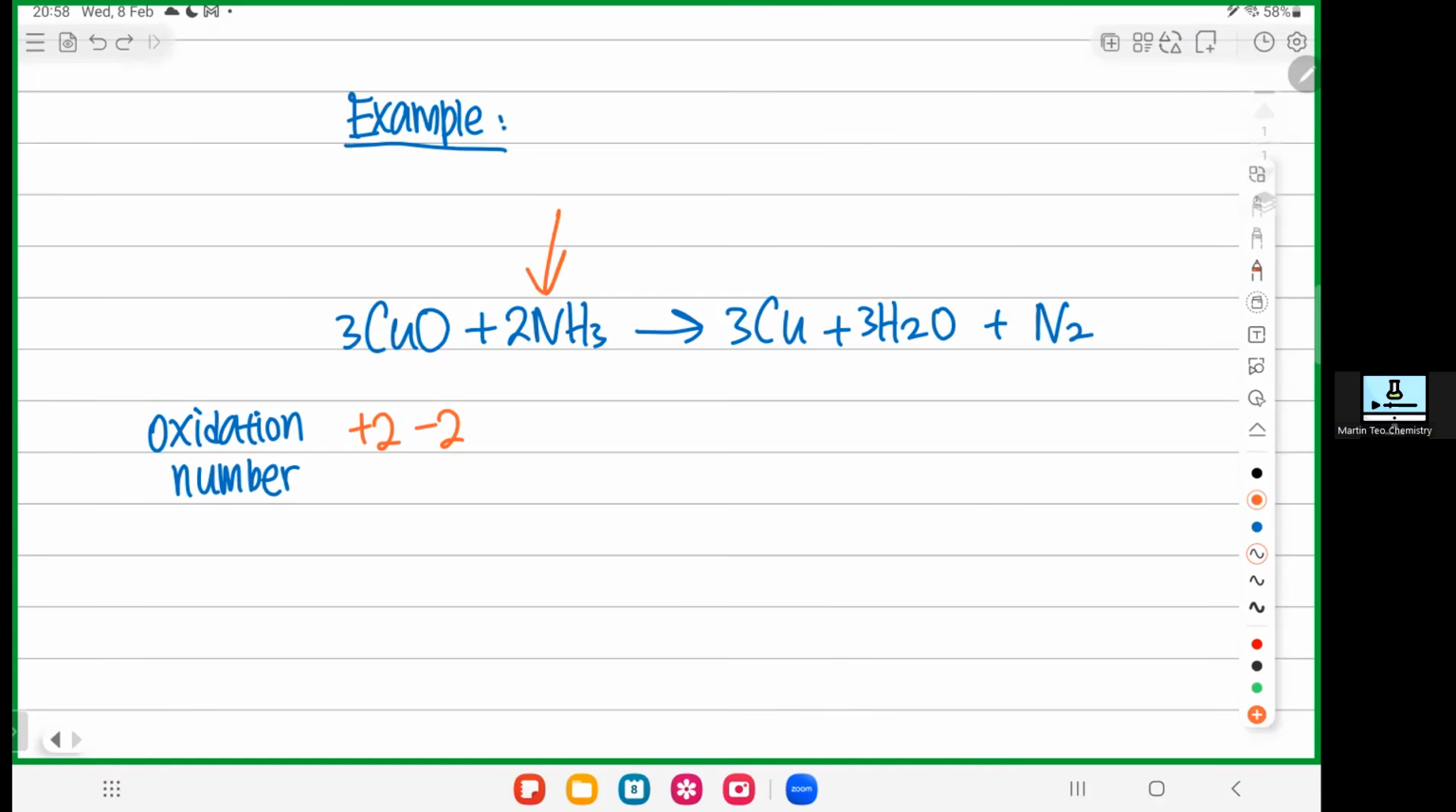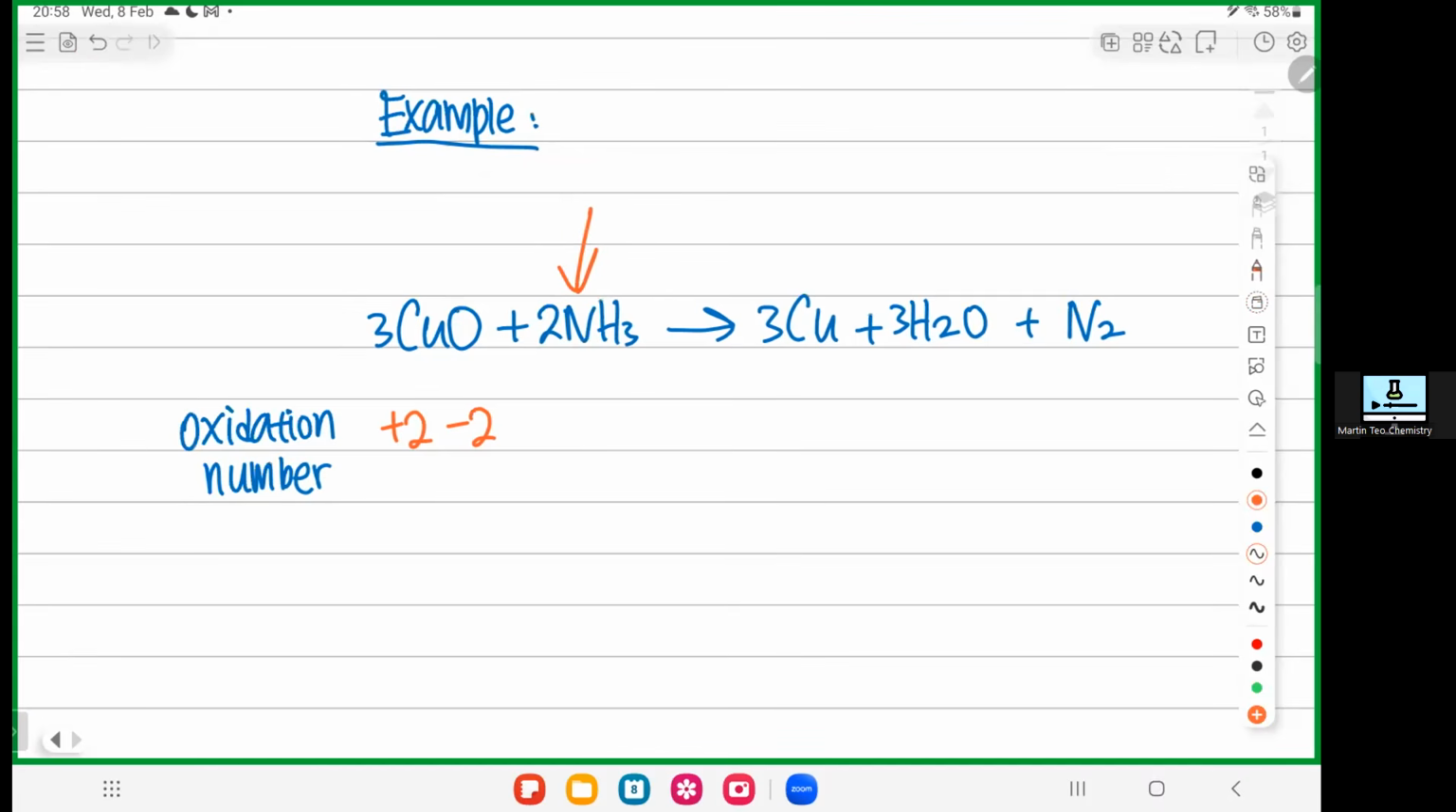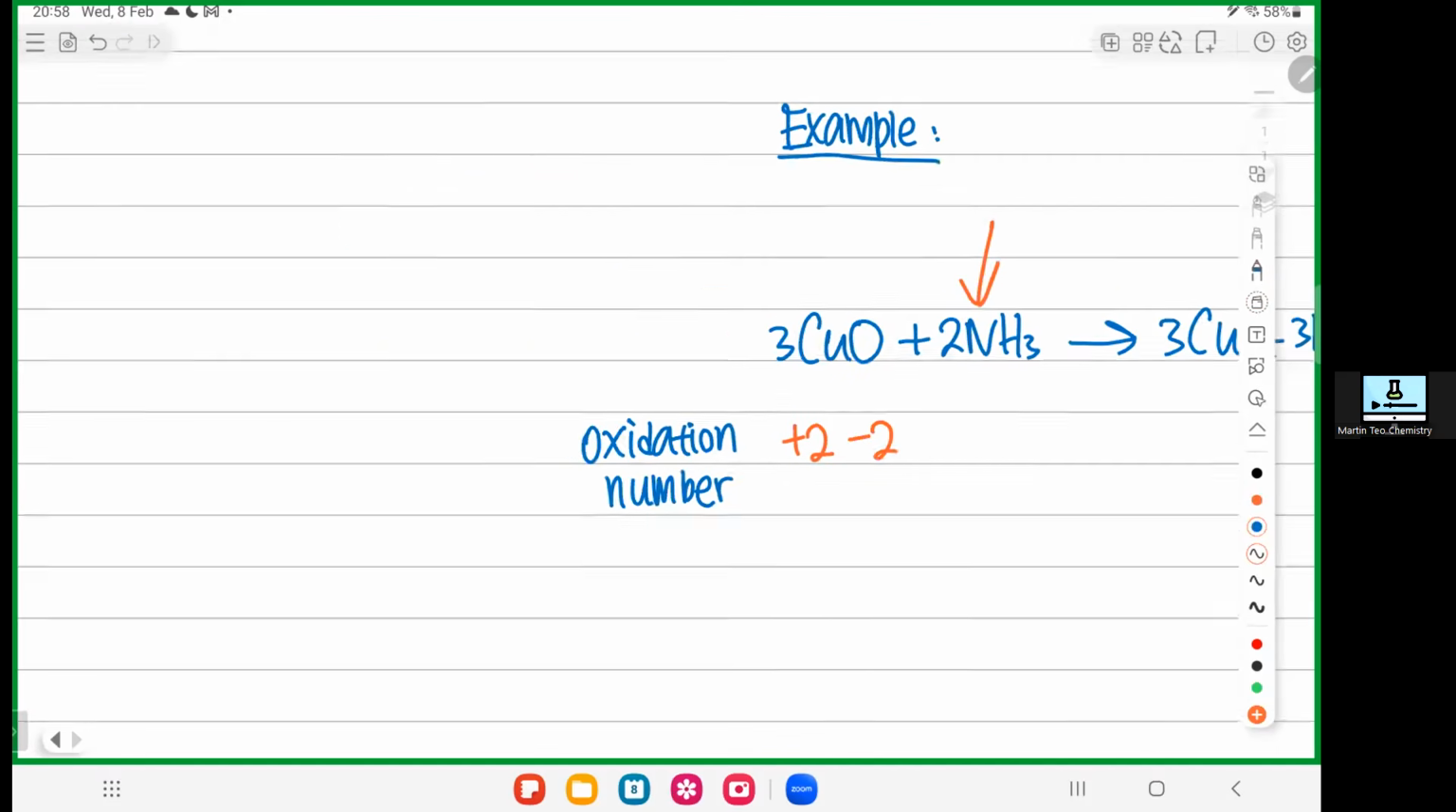Okay, the answer is no, because we don't know the charge for nitrogen, right? We don't know the charge of nitrogen, so we cannot use the 4 rules. Anything that we don't know, you have to use the X method or the calculation method that we learned just now. Okay, so that's why when we do calculation, what we have is ammonia.